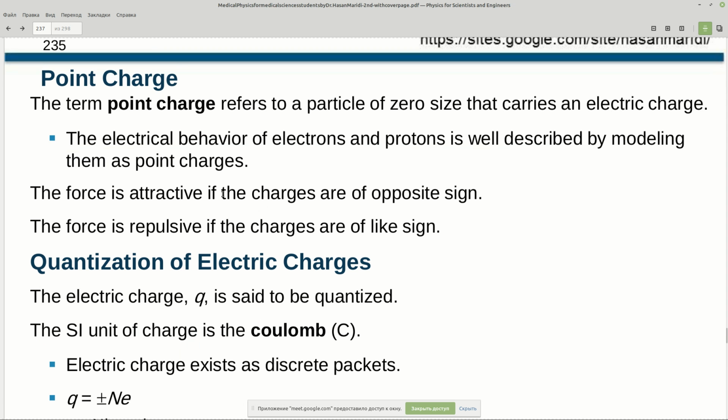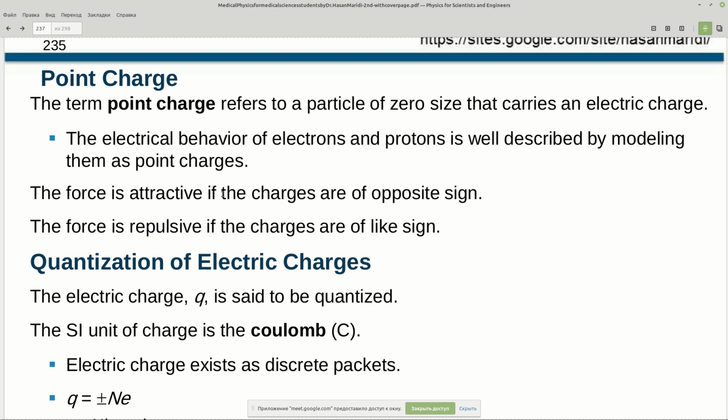Yes, we are trying to explain the electrical behavior of electrons and protons, as well as describe it by modeling them as a point charge. The force is attractive if the charges are of opposite sign. The force is repulsive if the charges are of like sign. When we're talking about the quantization of charge, the electric charge is said to be quantized.